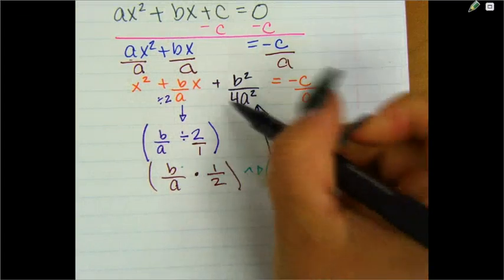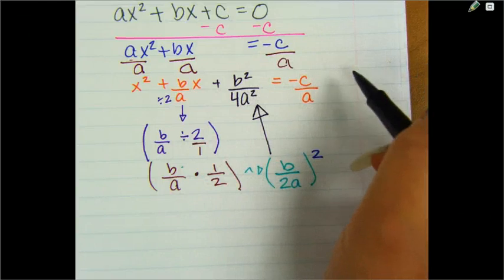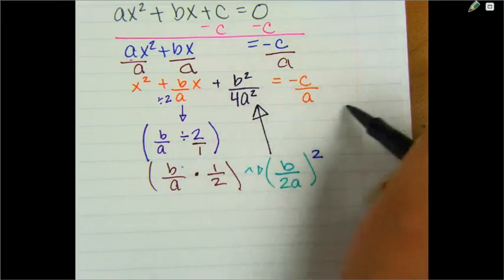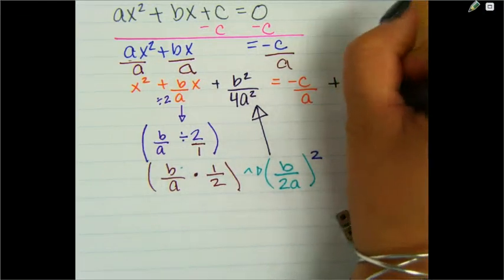Now, whatever I add to one side, I have to do what? I have to add it to the other side. I have an equal sign, so it's on the opposite side. So whatever I do to one side, I must do to the other, so it's a fair equation.